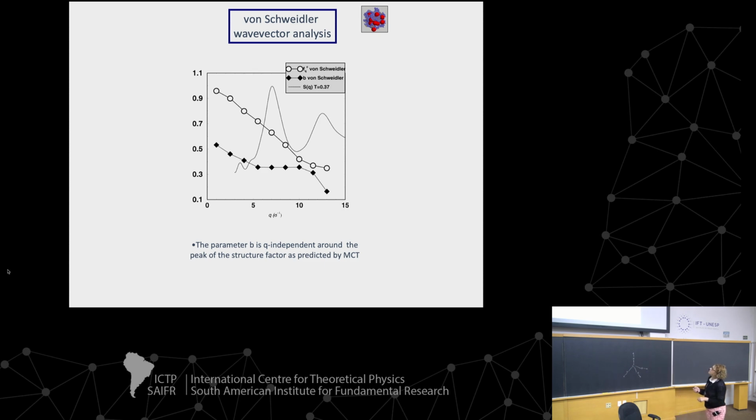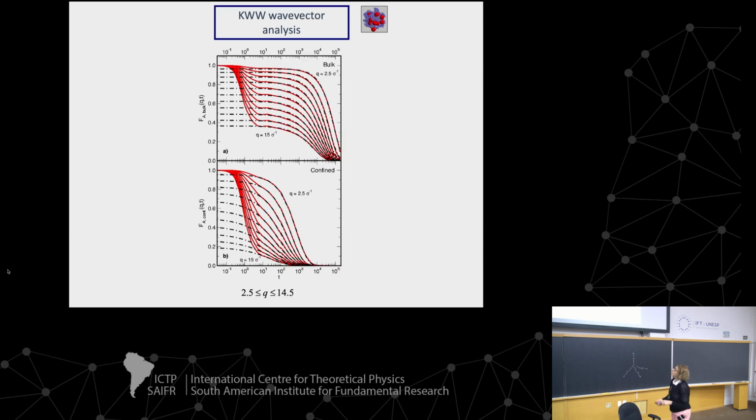This is another very nice prediction of the theory that we tested: that the B parameter is Q-independent around the peak of the structure factor. In fact, this is the B parameter extracted from von Schweidler as a function of Q this time, and as you see, it is Q-independent around the peak of the structure factor. This is the wave vector analysis as a function of Q.